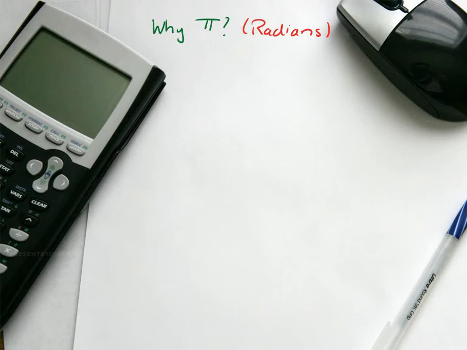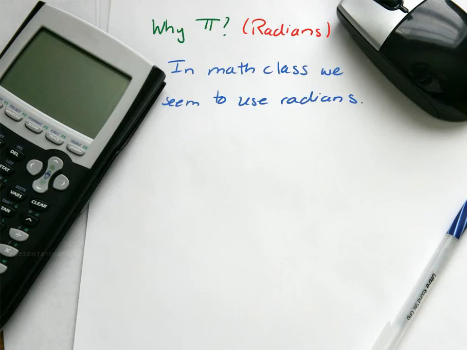Pi is what we call radians. We're measuring angles in radians. And on your calculator, you have a radian mode and you have a degree mode. And once in a while, you get some crazy answers from physics class or math class because you didn't switch your calculator into the right mode. And it seems like in math class, we appear to use radians, pi, 2 pi, right?